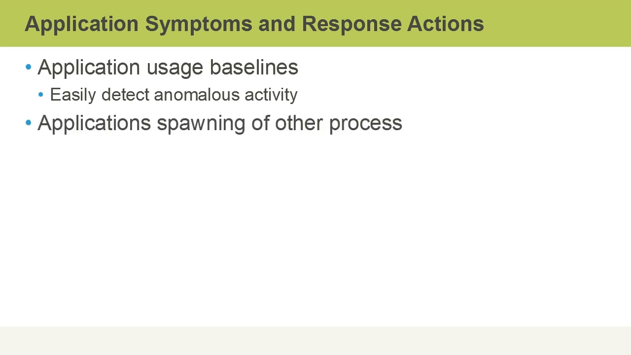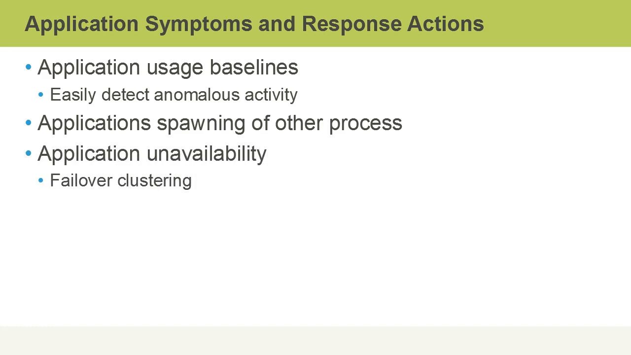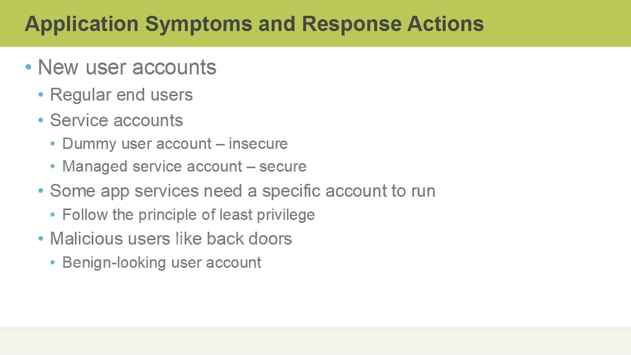In some cases, applications spawn other background processes, and this could be legitimately a part of the app, or it could be a result of malware being triggered in the background. In some cases, failover clustering can be used to deal with application unavailability. Failover clustering means we've got two or more servers working together to offer the same service, and if one server fails, the other server or servers can pick up the slack. For failover clustering to be effective, all of the nodes in the cluster need to be using the same shared storage so that they have the same up-to-date data.